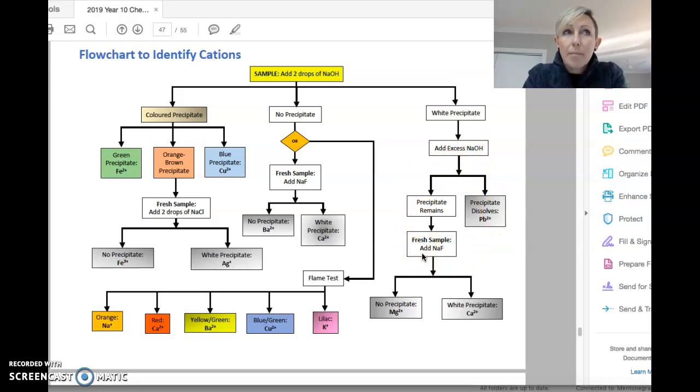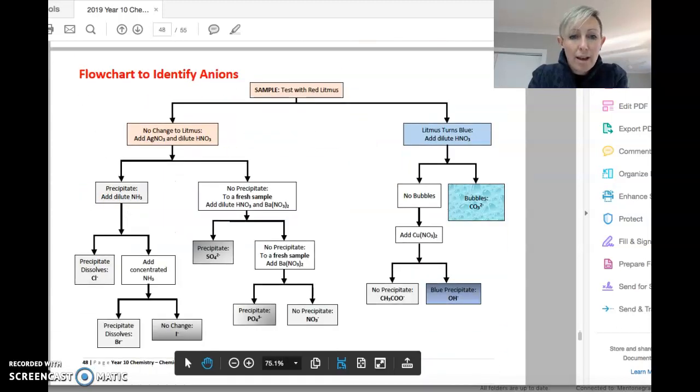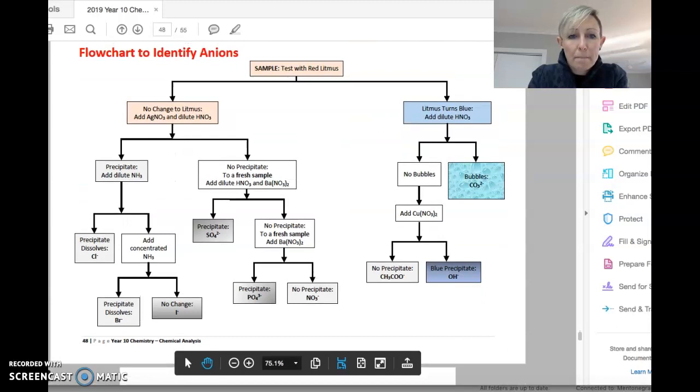It's using the skills that you've already practiced so far this semester to analyse unknowns. And this is a very important skill in chemistry and in things like forensics. Once you've identified the cation, what we need to do is actually move on to the next procedure to identify the anion. So that's on the next page of your booklet.